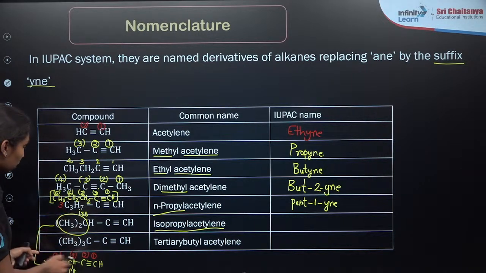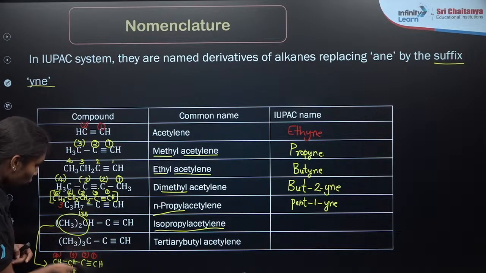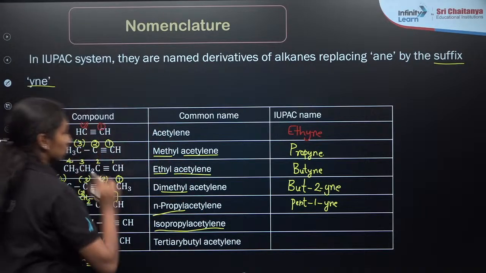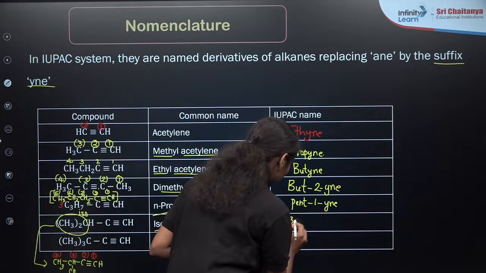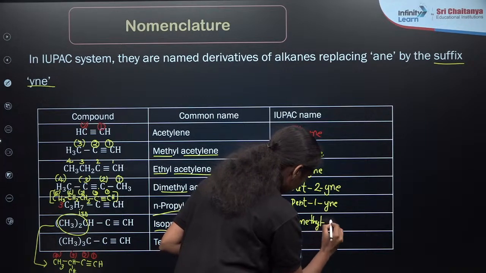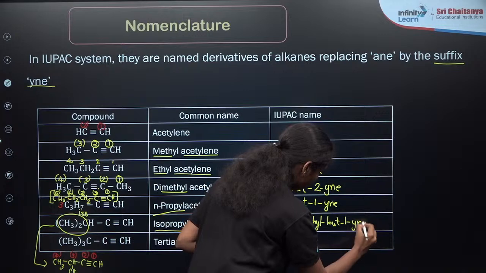The same compound can be written like this, CH3, CH, CH3, C triple bond CH, which means 3-methyl but-1-yne will be the IUPAC name for this compound. You need to mention the position of the branch also. 3-methyl but-1-yne will be the IUPAC name for this compound.